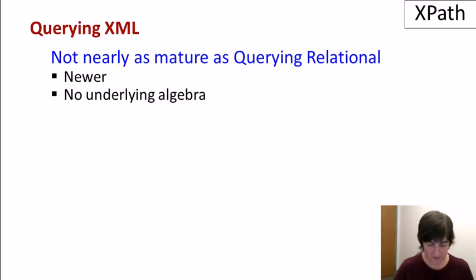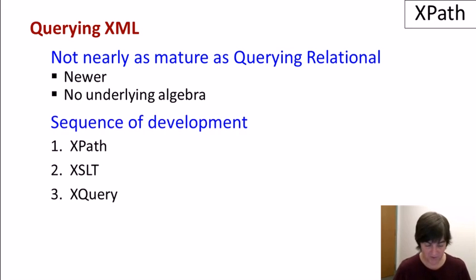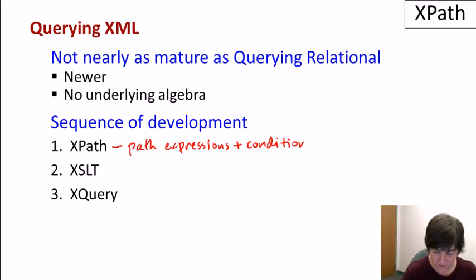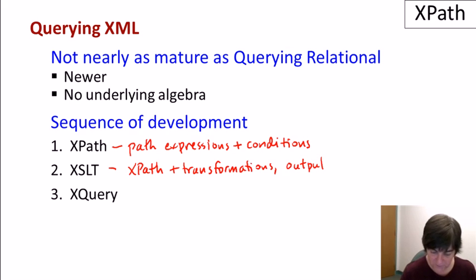Let's talk about the sequence of development of query languages for XML up until the present time. The first language to be developed was XPath. XPath consists of path expressions and conditions. And that's what we'll be covering in this video once we finish the introductory material. The next thing to be developed was XSLT. XSLT has XPath as a component, but it also has transformations, and that's what the T stands for, and it also has constructs for output formatting. As I've mentioned before, XSLT is often used to translate XML into HTML for rendering.